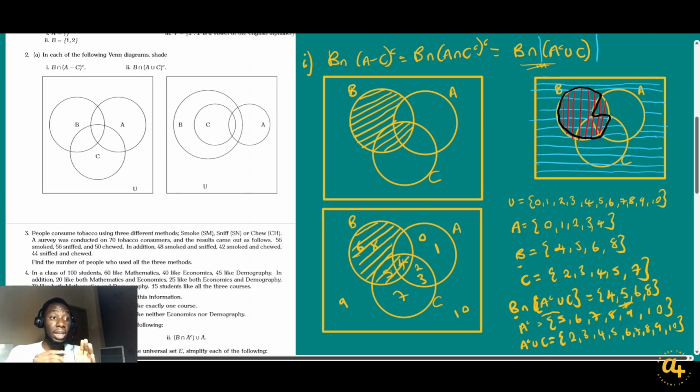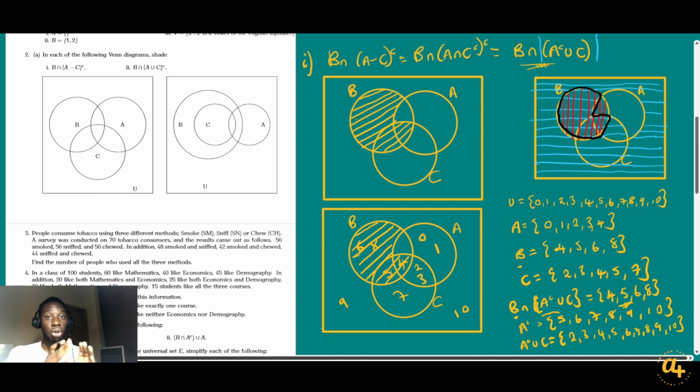Alright, so now we are done shading the area that has the elements 4, 5, 6, and 8. So when we look at the shaded area in the Venn diagram below and the shaded area in the Venn diagram above, we are going to see that this area is one and the same thing. And by doing this, we've actually proved that the area that we shaded here on the Venn diagram on top is actually the set B intersection A complement union C.